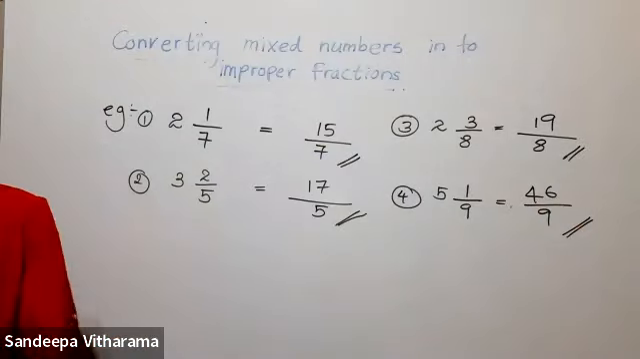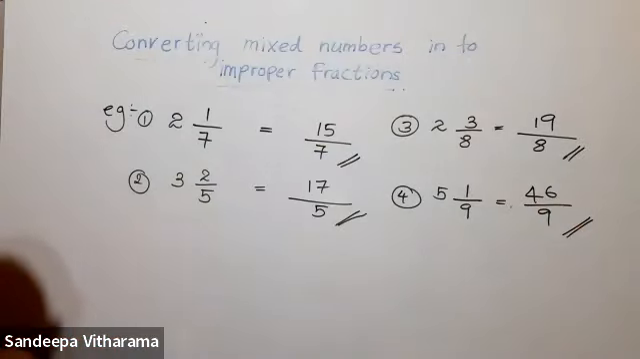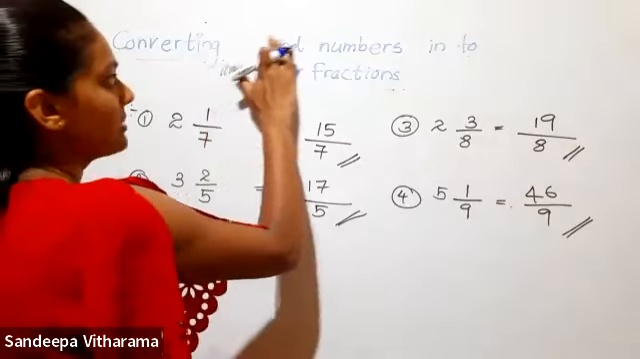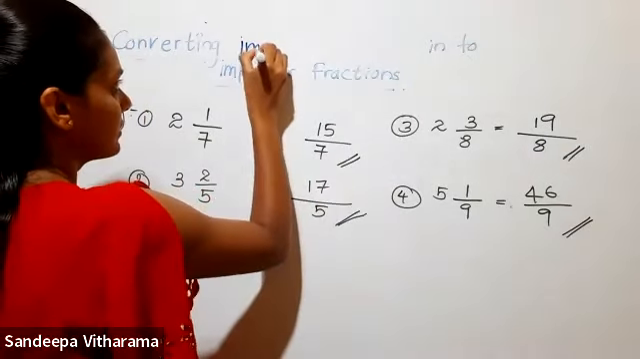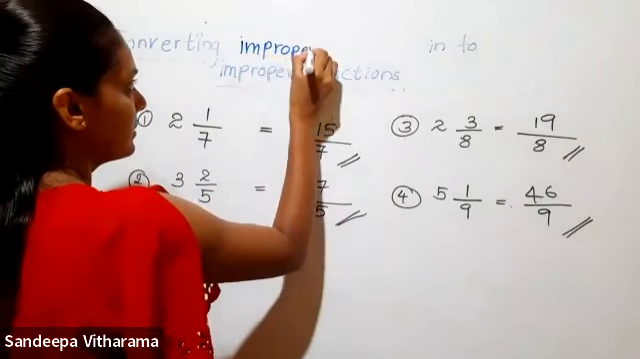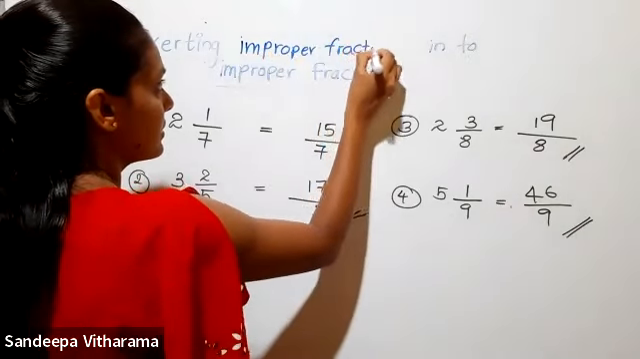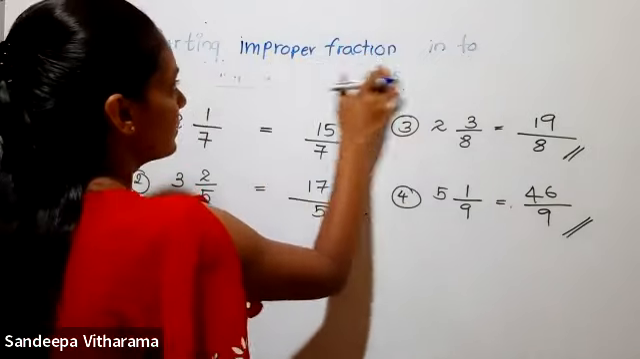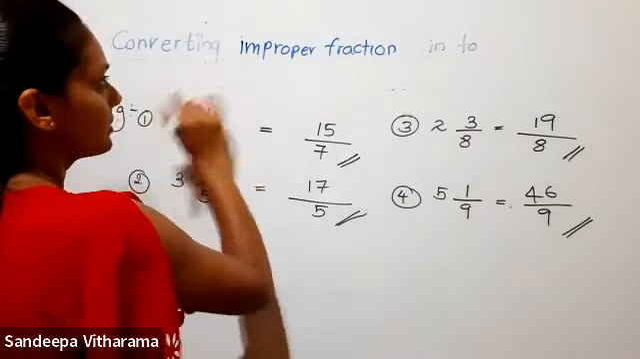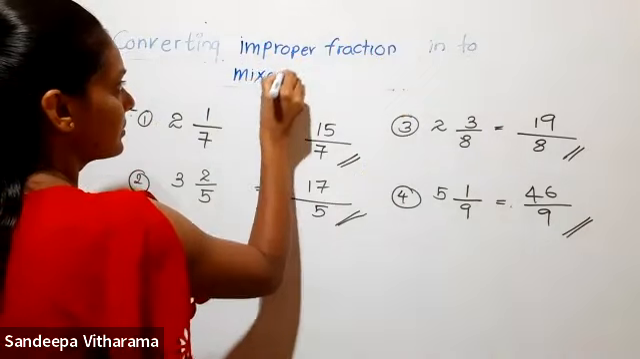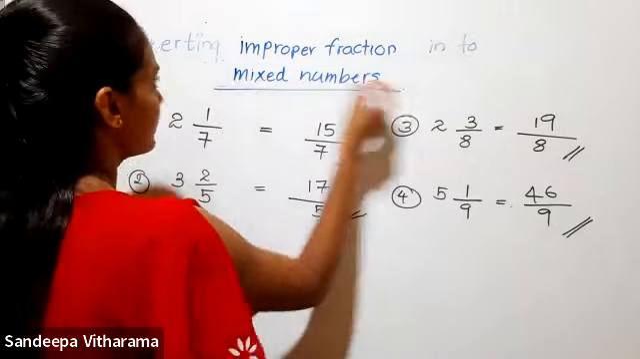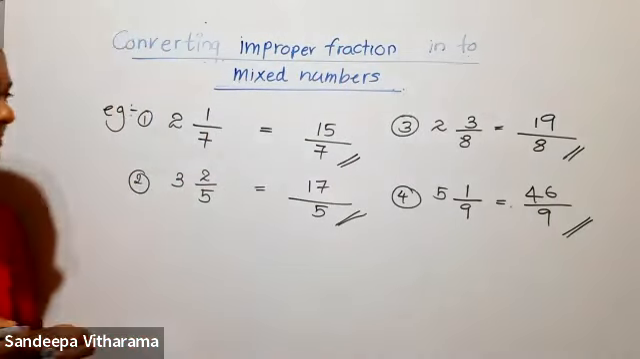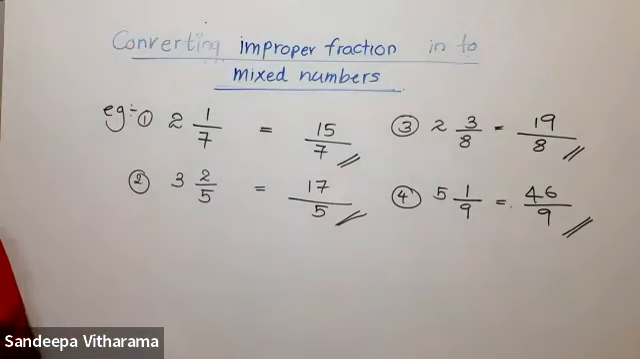Here it is about converting mixed numbers into improper fractions. Then let's see how we convert improper fractions into mixed numbers. Okay, write down this one.